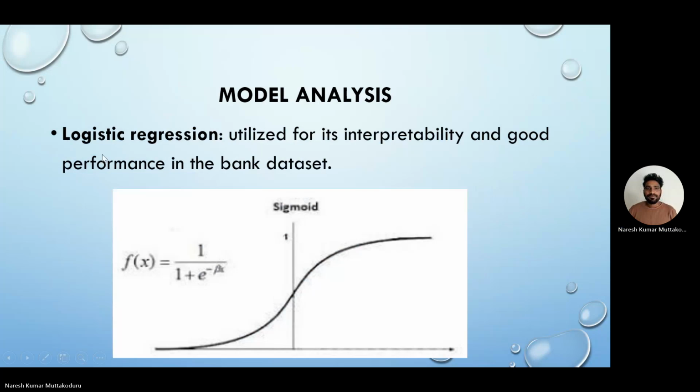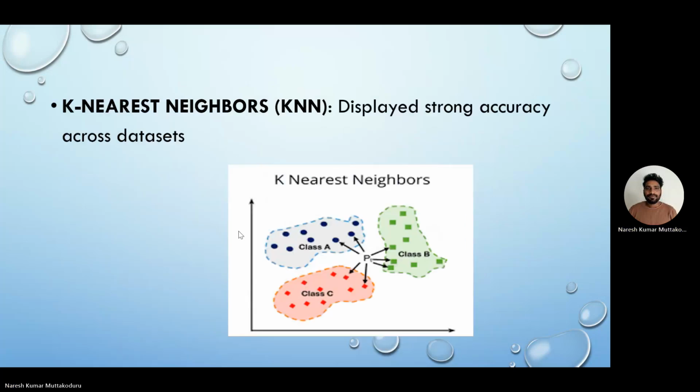This is the graph we have inserted for this model. And k nearest neighbors displayed strong accuracy across the datasets, and we have taken class A, B, and C. This is the graph for k nearest neighbors, a supervised learning method which is based on finding k close samples in the attribute space.